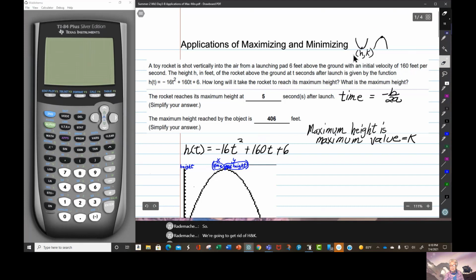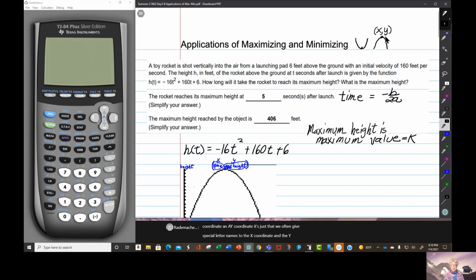And we're going to do this. We're going to go back to basics, remembering that the vertex is a point like any other point. It has an x coordinate and a y coordinate. It's just that we often give special letter names to the x coordinate and the y coordinate, but it's not at all necessary. This is the x coordinate when you have a maximum value.